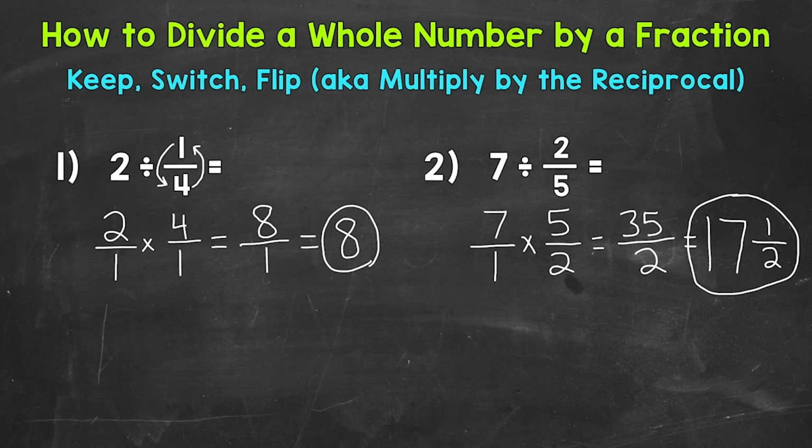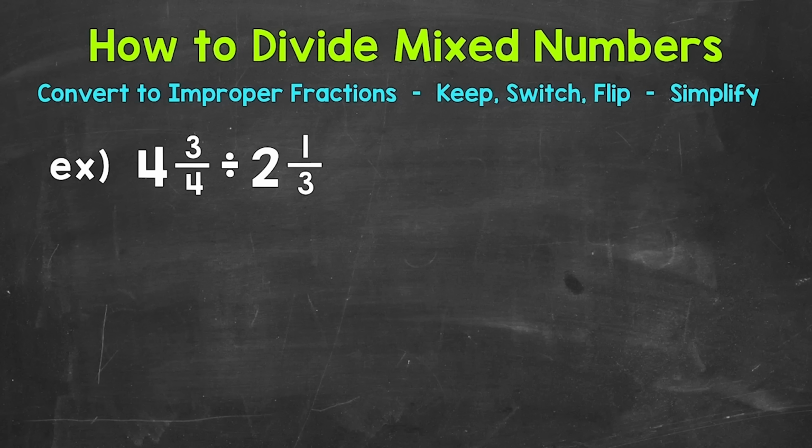Let's move on to dividing a mixed number by a mixed number. Now we will take a look at dividing a mixed number by a mixed number. Let's jump into our example where we have 4 3/4 divided by 2 1/3. Now the first thing that we want to do is to convert these mixed numbers to improper fractions. That way we just have a numerator and a denominator.